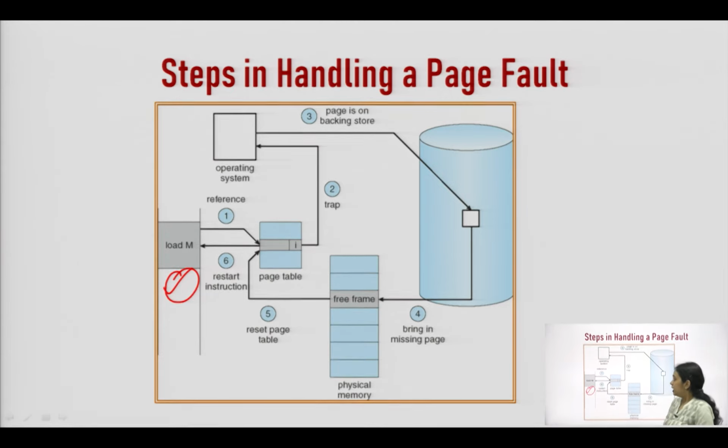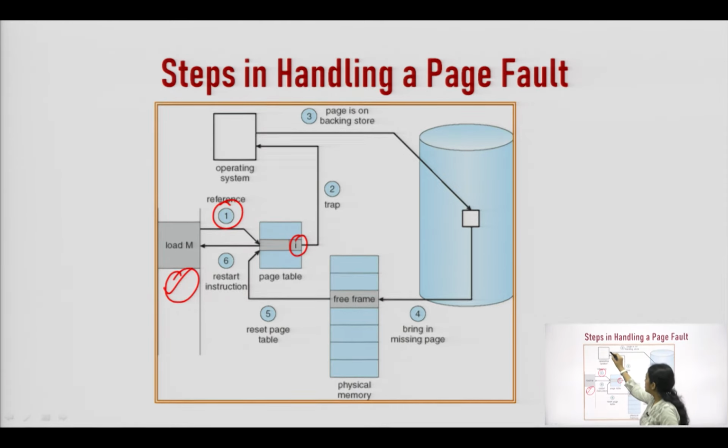Here it refers a particular page. This is the first step, reference. It refers a particular page in the page table. If it is I, it is invalid. It does not mean the page is invalid, it means it is an invalid reference, that means the page is not in memory. So, it traps the operating system. The operating system gets to know that the page is a valid page, but it is not in memory. So, it has to be brought in.